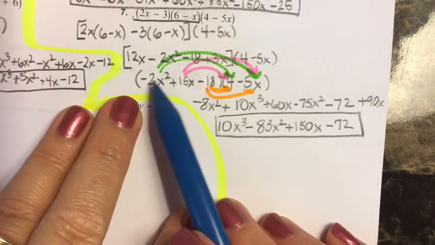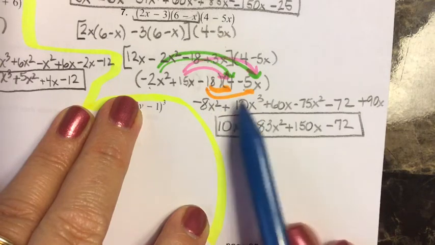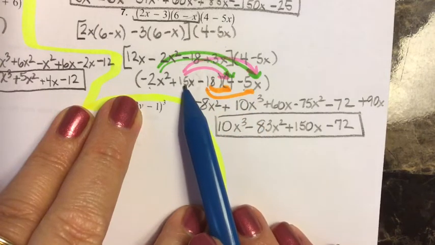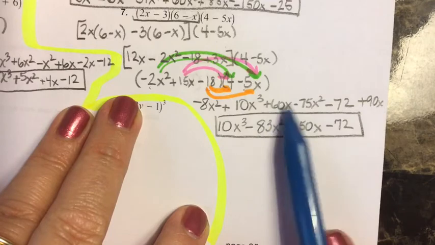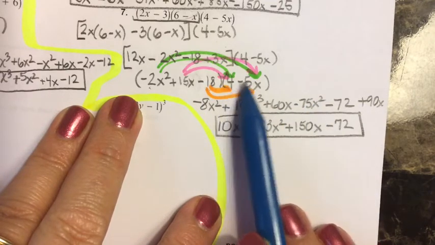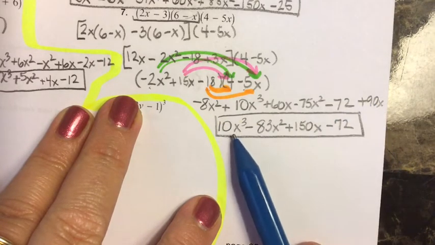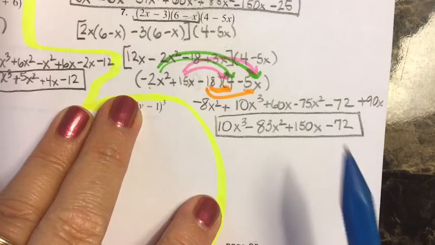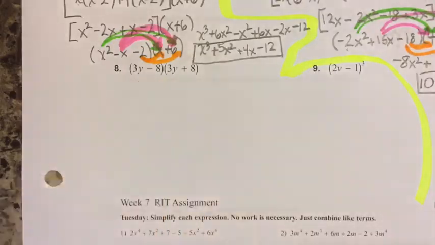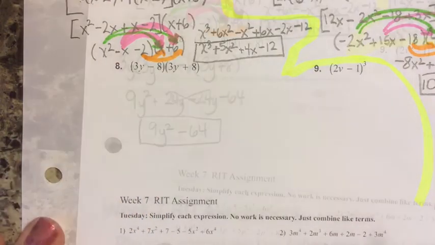I distributed the negative 2x squared to these. I got these answers. I distributed 15x to these. That's where these answers came from. And I distributed negative 18 to these and got these answers. And lastly, I combined like terms to get this final answer. I'd like you to try number 8. You're just going to multiply these two binomials.